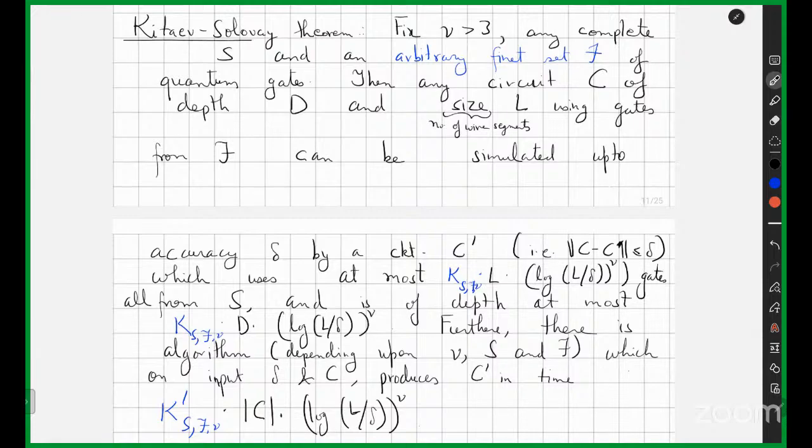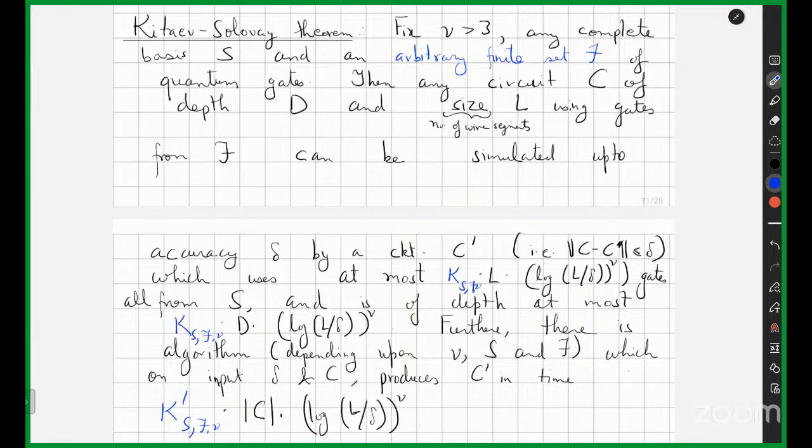So it says that you take any complete basis S and an arbitrary finite set, for example for quantum gates. Write your circuit C in this finite set, and you have some depth T and size S. Then someone else can come and produce a circuit of depth and size not much larger. Notice that before, size was the number of segments. Now it's about gates, but that's fine because the complete basis is a finite set, so these things are within a constant factor in size.